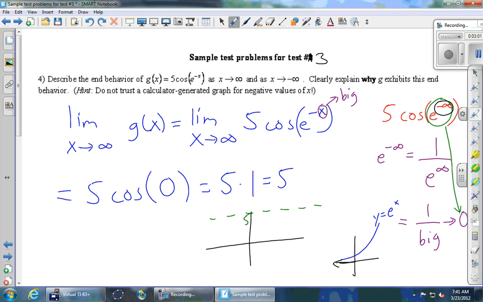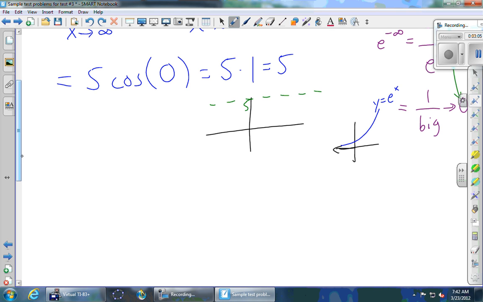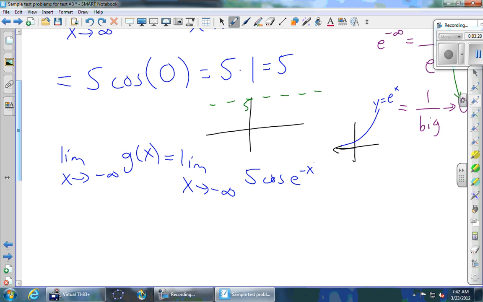Okay, and then how about we play the same game going the other direction? Limit as x goes to minus infinity. Practice with the notation. And now we'll copy the function. Limit as x goes to minus infinity of 5 cosine e to the minus x.